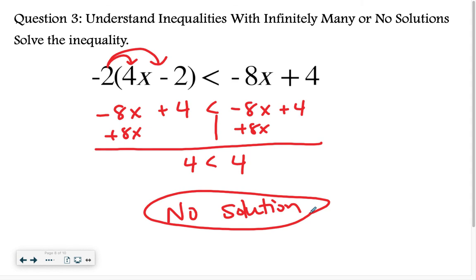All right, for this problem, hopefully when you distributed, you ended up with negative 8x plus 4 is less than negative 8x plus 4. Okay, so maybe you looked at that and you're like, dude, it's the same thing on both sides. We're good to go. Infinitely many solutions. But careful. If you add 8x to both sides, you are left with 4 is less than 4. Is that possible? Can 4 be less than itself? No. So this is actually a no solution answer. If you have questions about that, please be sure to reach out for some help.